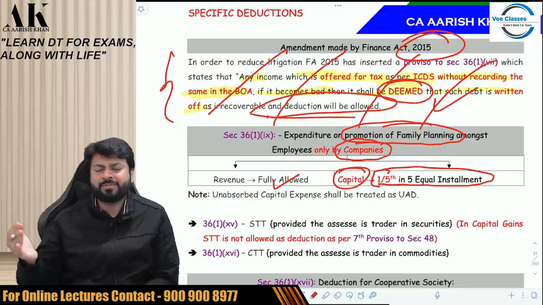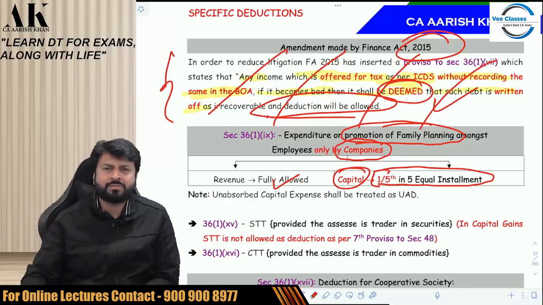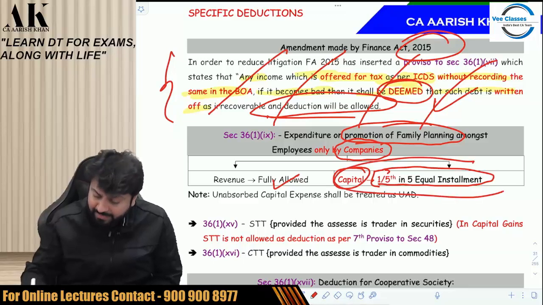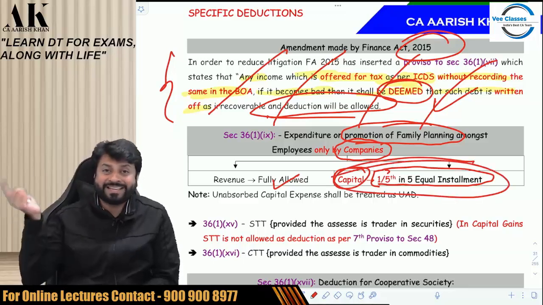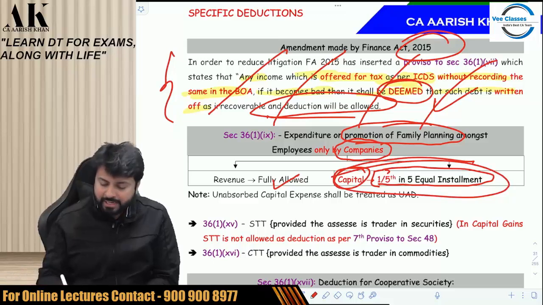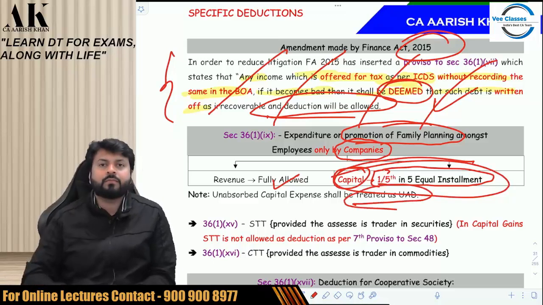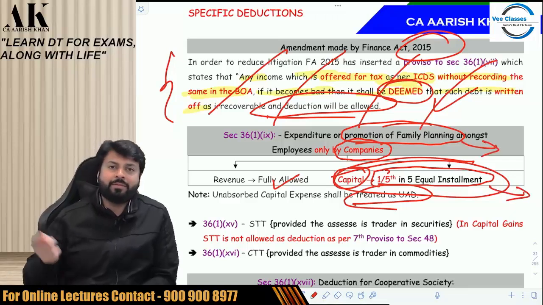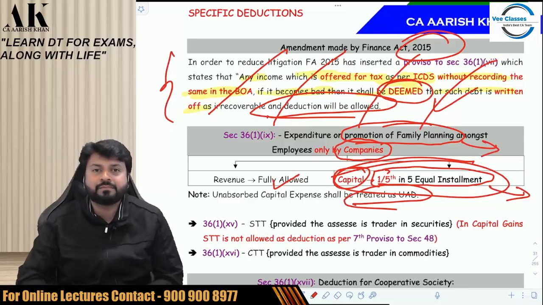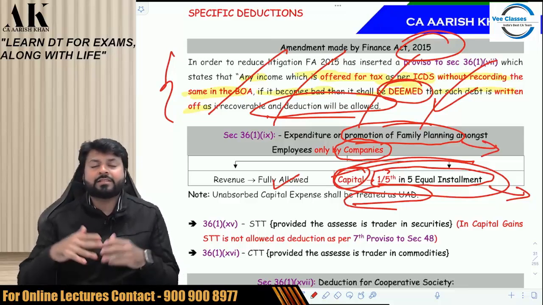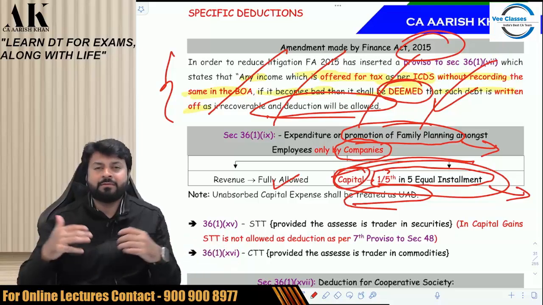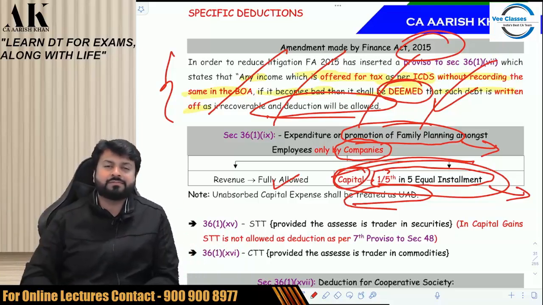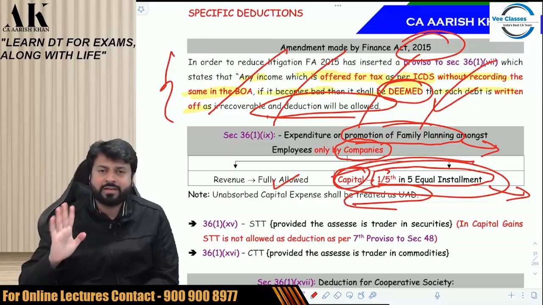If you are doing some capital expenditure, building, plant, machinery, furniture, all those things you are purchasing for that, then 5 equal installments. One more important aspect. If there is a loss because of the capital expenditure, then it will be treated like UAD. So if there is a loss because of the building which is purchased for family planning, it will be treated like unabsorbed depreciation. It means it can be set off against any income except salary, and it can be carried forward for an infinite number of years.